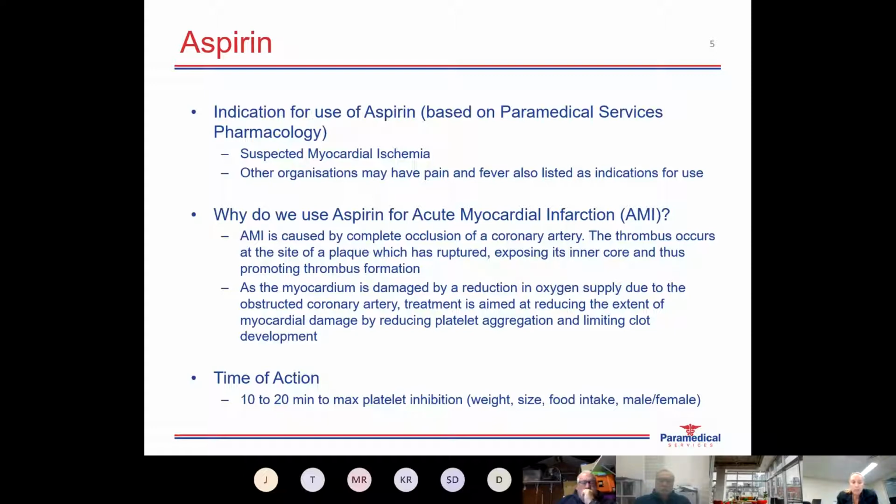And one of the things that we do when we undertake hemostasis is to actually form a clot at the site of injury. So as the myocardium is damaged by a reduction in oxygen supply due to the obstructed coronary artery, the treatment is aimed at reducing the extent of myocardial damage by reducing platelet aggregation and limiting clot development.